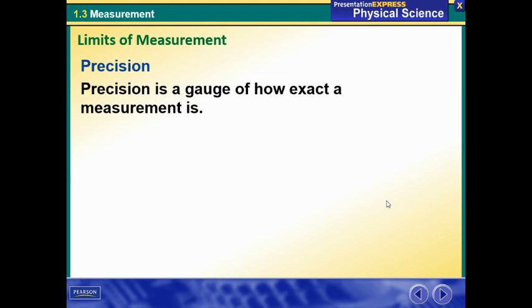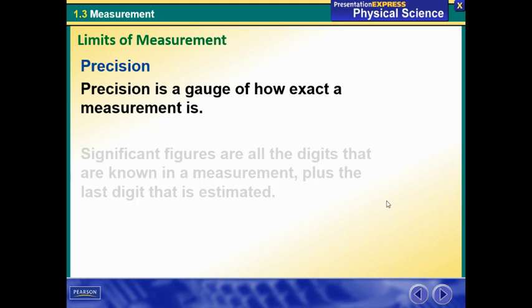What that means is, does the measurement go to the tenths place, the hundreds place, the thousands place? If you're talking about time, does it give it to you to the nearest minute, to the nearest second, to the nearest millisecond? Even when you're looking at distance, are you giving me an answer to the nearest foot, to the nearest inch, to the nearest centimeter, to the nearest millimeter? How close or how precise is that measurement?